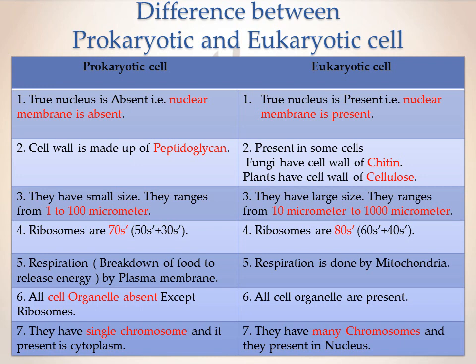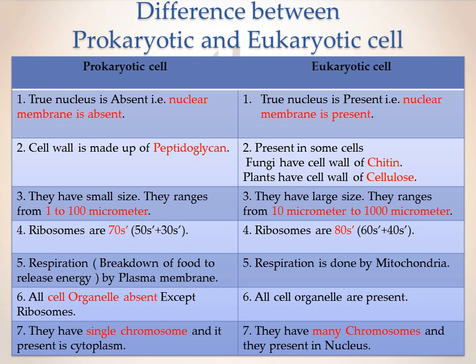The second character: in the prokaryotic cell, the cell wall is made up of peptidoglycan, and in the eukaryotic cell, as discussed, in fungi the cell wall is made up of chitin and in plants of cellulose. Prokaryotic cells are small, ranging from 1 to 100 micrometers. On the other hand, eukaryotic cells are large, ranging from 10 micrometers to 1000 micrometers.